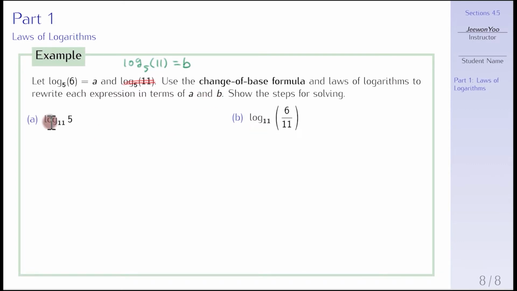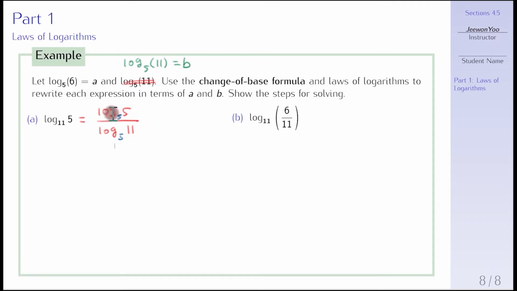Let's try the first question. We have log base 11 of 5. Using the change of base formula, okay, now we're living in a free country and you can choose whatever base you like. But because we have base 5 here, maybe we will be clever if we choose 5 to be here and here as well. So, like this.